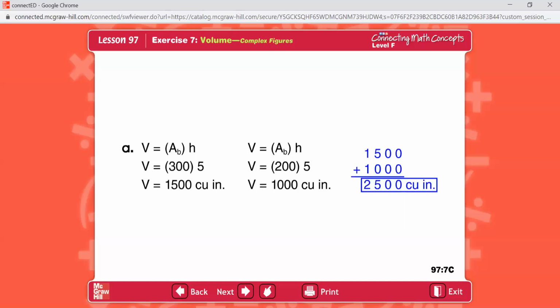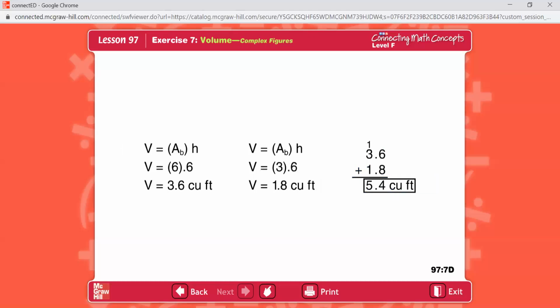Now add these two volumes. Write the unit name in the answer. You should have added 3 6/10 and 1 8/10. Pause the video now to do your work. Resume when you're ready to check. Here's the answer for B.